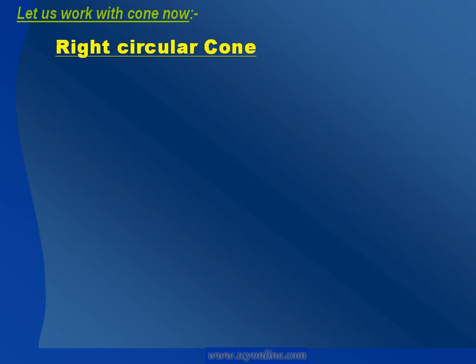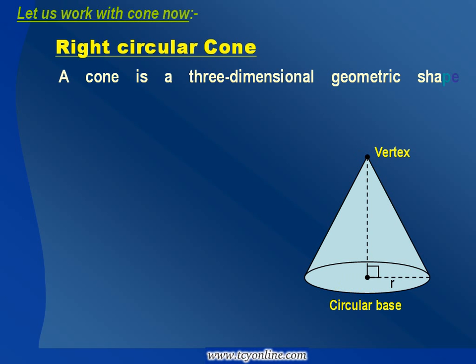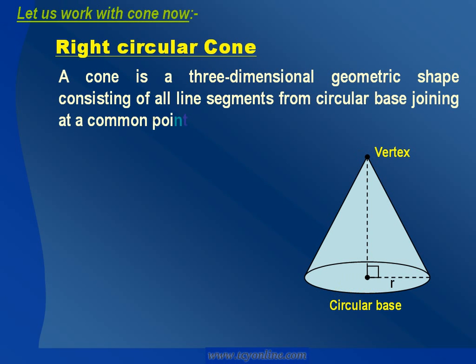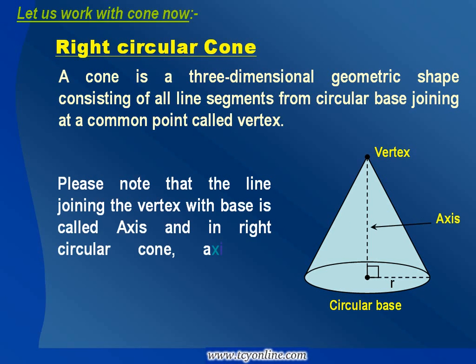Now we will learn about right circular cone. Basically, a cone is defined as a three-dimensional geometric shape consisting of all line segments from the circular base joining at a common point called vertex. It is significant to note that the line joining the vertex with the base is called axis and the axis is perpendicular to the base in a right circular cone.